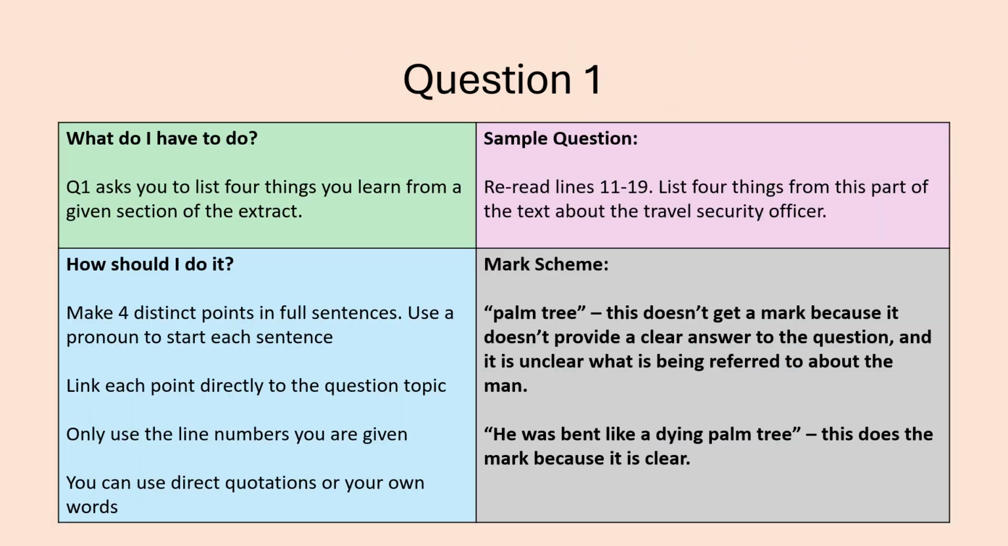So for question 1, what do you have to do? Question 1 asks you to list 4 things you learned from a given section of the extract. The question checks your understanding of the text and there are up to 4 marks available.